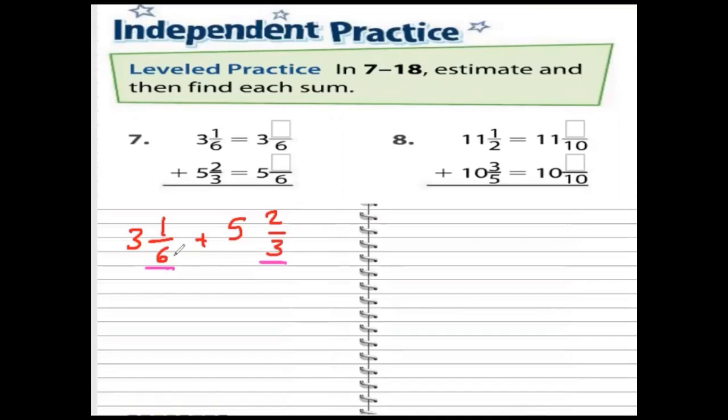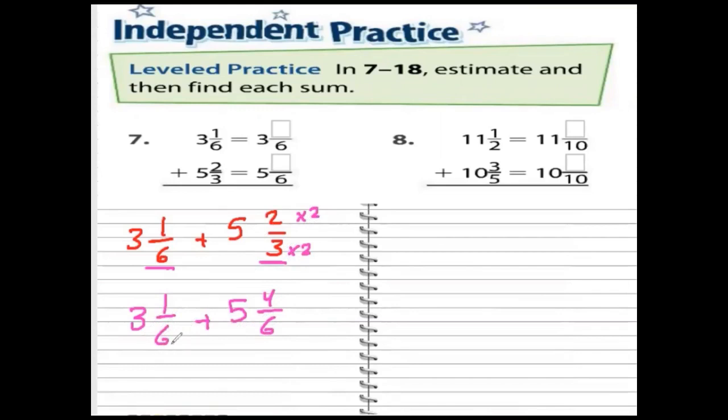Can I make the 3 become 6? Yes, I can. I can multiply by 2. But don't forget to multiply up and down to keep the fraction balanced. Okay, now the first mixed number is going to be the same, 3 and 1 over 6, plus the second one is going to be 5 and 4 over 6. 2 times 2 is 4, and 3 times 2 is 6.